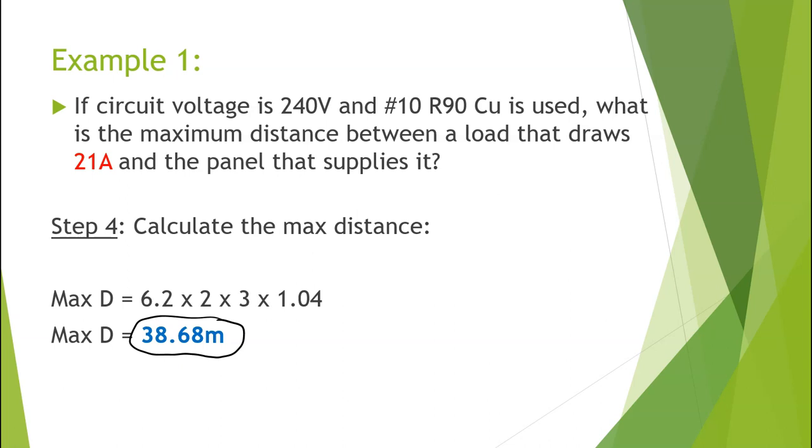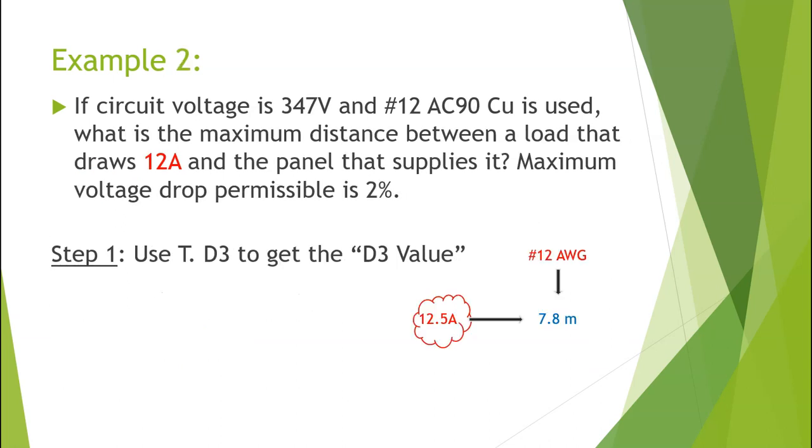So now that we've taken a look at the whole process, let's do another example. This time we're going to be looking at a 347 volt circuit where we're going to run number 12 AC90 copper, and we want to know what the maximum distance is between the load, which draws 12 amps, and the panel that supplies it. And in this particular problem, we are given a specific limitation of 2% voltage drop in the question. So we can no longer use the 3% allowable by code. We've actually been told that we're allowed a maximum of 2%.